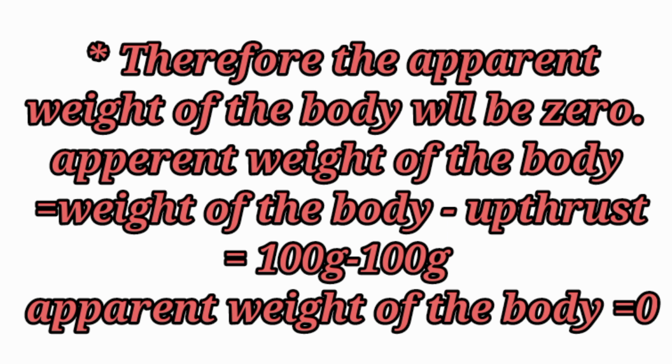Apparent weight of the body is equal to weight of the body minus upthrust. Here weight of the body is 100 gram and upthrust is 100 gram. So 100 gram minus 100 gram is equal to 0.